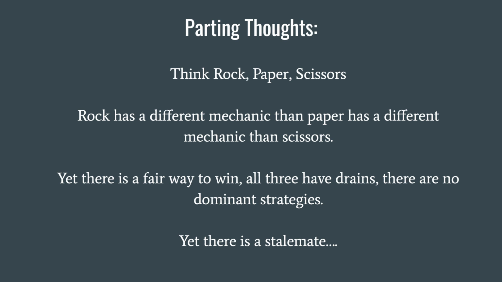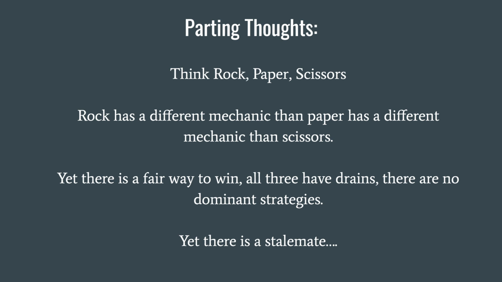Rock's mechanic is that it destroys scissors. Scissors' mechanic is that it destroys paper. Paper's mechanic is that it destroys rock. I don't know how paper destroys rock. I've tried it a few times in real life. It doesn't work. But in this game, we pretend it does. That's the magic circle that we're all in. And what a magic circle it is.